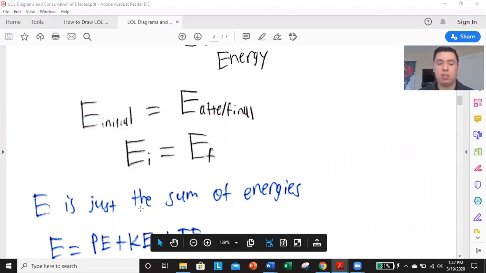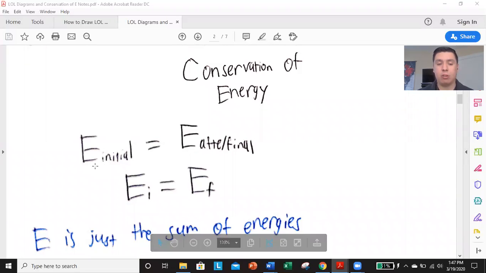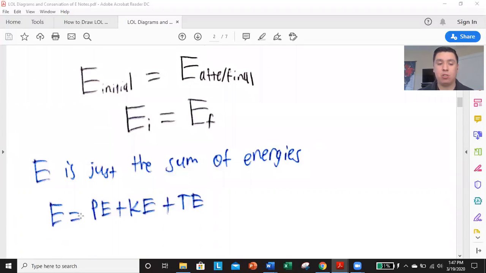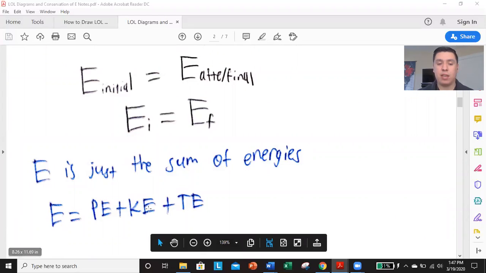E is just going to be the sum of the energies of different cases. So let's say we have potential, kinetic, and thermal energy. That's going to be what you see here: E equals PE plus KE plus TE. All right, so let me give an example of that.